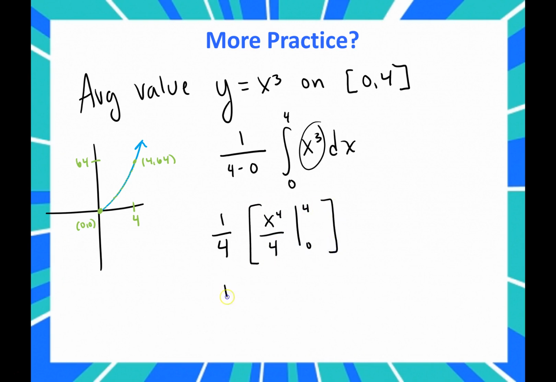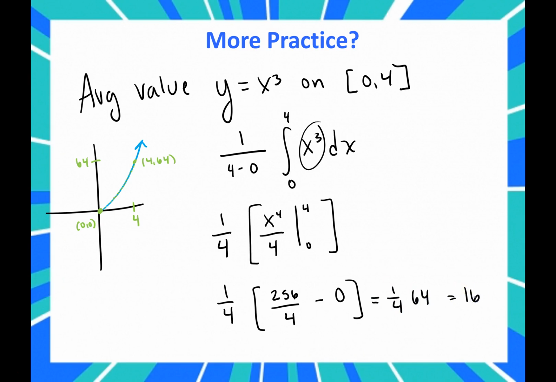And so now I'm going to have a 1/4. Plugging in 4, I get 4 to the 4th power is a big number, 256. Divided by 4, and then minus obviously 0, because we plug in 0 here and we're going to get a 0. Well, 256 divided by 4 is 64, so this becomes 1/4 of 64, and that gives me 16.